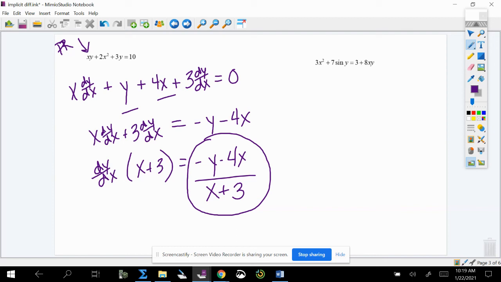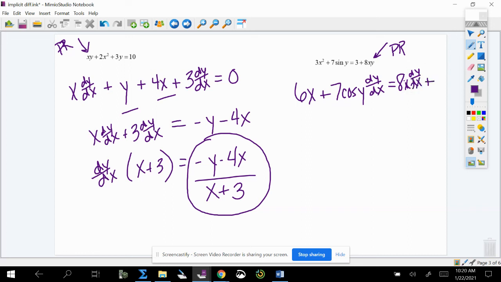All right, next one. Derivative of 3x squared is 6x. Derivative of 7 sine y, I don't know why I had trouble saying that, is 7 cosine y times the derivative of y, which is dy/dx, equals the derivative of 3 is 0. The derivative of 8xy, here's another product rule. So I'm going to put the 8x together and then the y together. So when I say the first and the second, the first is going to be 8x, the second is going to be y. So first times the derivative of the second, the derivative of y is dy/dx.